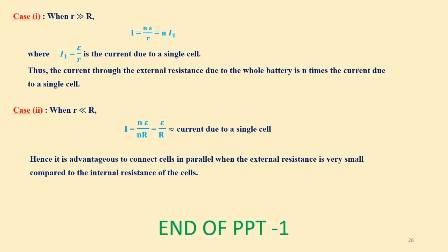Case 2. When small r is very much smaller than capital R. Here, small r can be neglected. Hence, current I is equal to nE divided by n capital R. Cancelling the factor n on both sides, I is equal to E by capital R, which is also nearly equal to the current due to a single cell. Hence, it is advantageous to connect the cells in parallel when the external resistance is very small compared to the internal resistance of the cells.